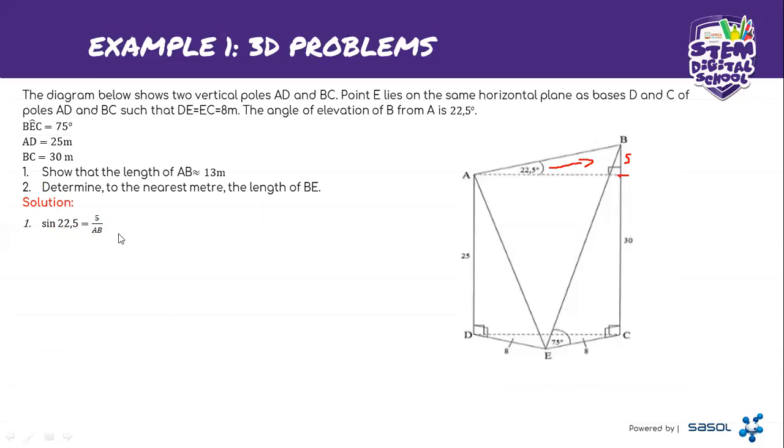Then we cross multiply, and this is what we have. Then you just press your calculator, and you get 13.066, and then the answer is going to be 13 meter. All right.